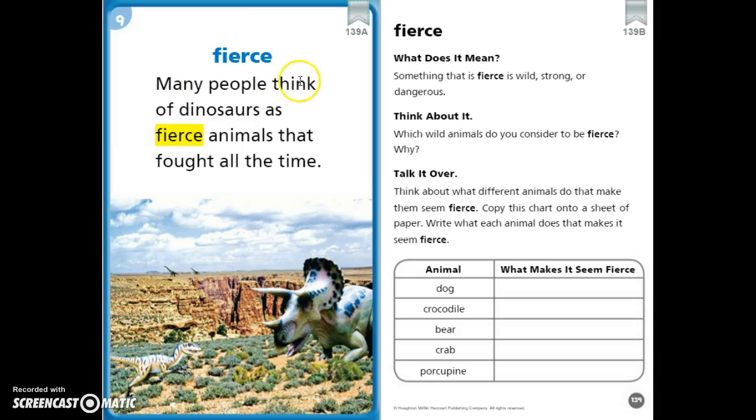Fierce. Many people think of dinosaurs as fierce animals that fought all the time. Something that is fierce is wild, strong, or dangerous. Which animal do you consider to be fierce and why? You can pause the video to discuss this. Think about what different animals do that make them seem fierce. Write what each animal does that makes it seem fierce, or discuss it.